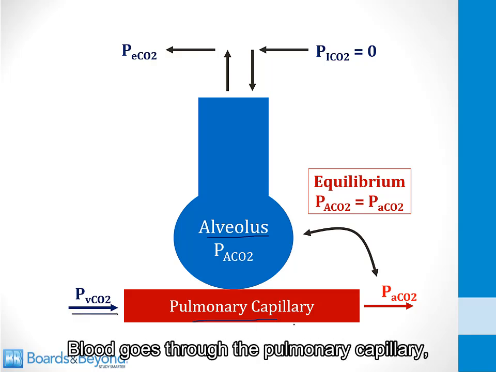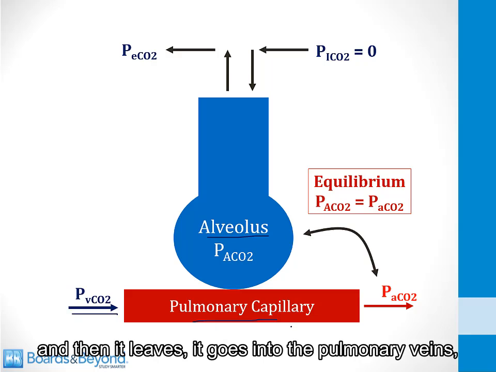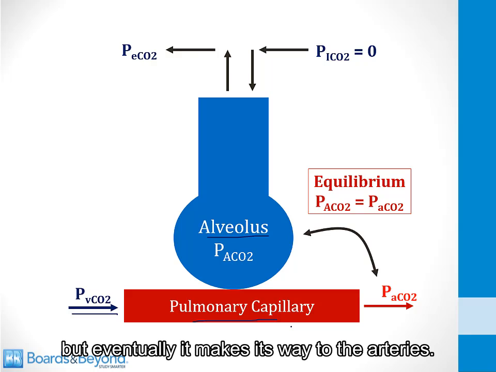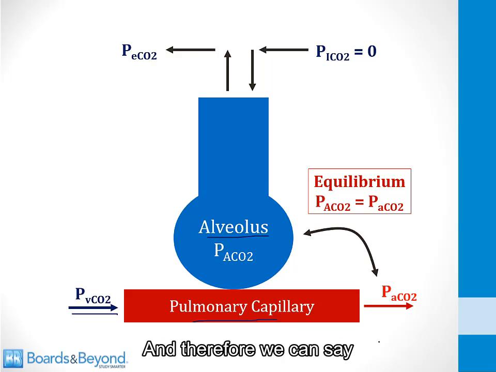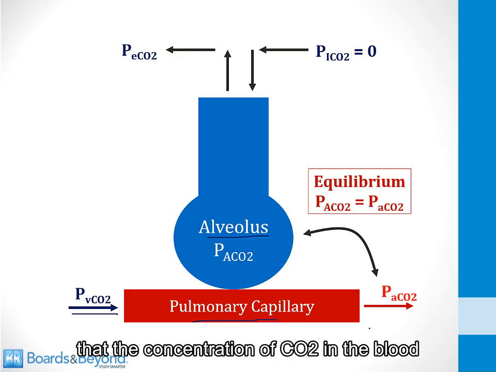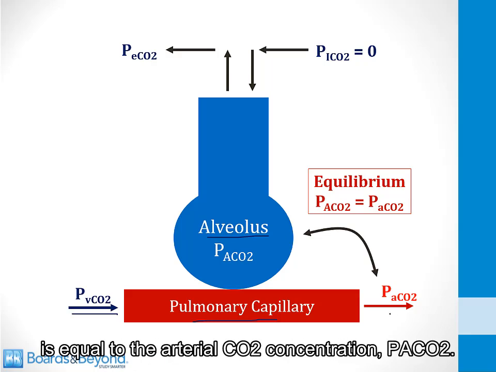Blood goes through the pulmonary capillary and then it leaves, going into the pulmonary veins, the left atrium, the left ventricle, and eventually it makes its way to the arteries. Therefore we can say that the concentration of CO2 in the blood leaving the pulmonary capillary is equal to the arterial CO2 concentration, PaCO2.